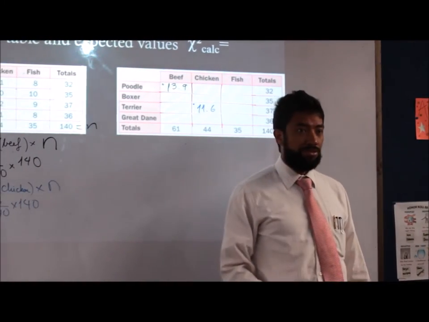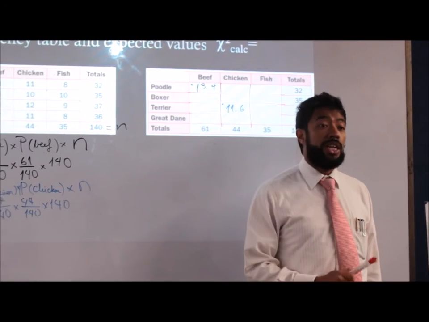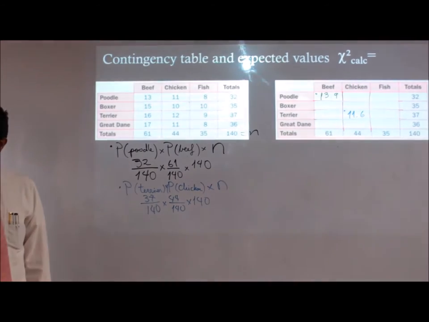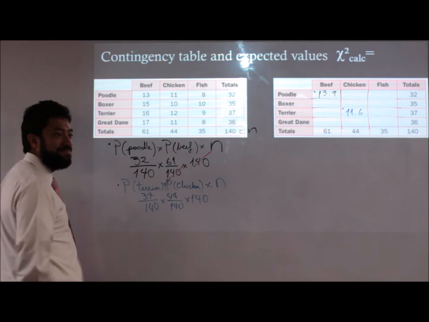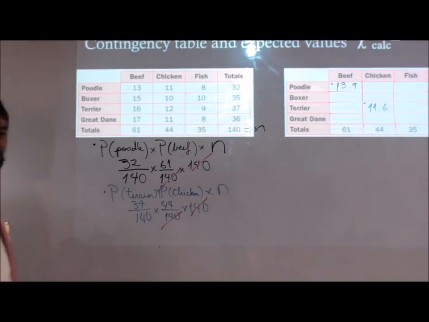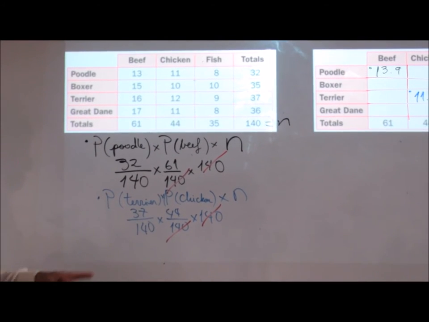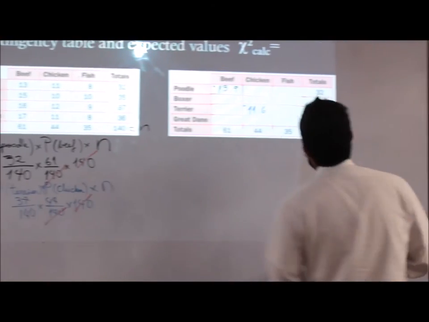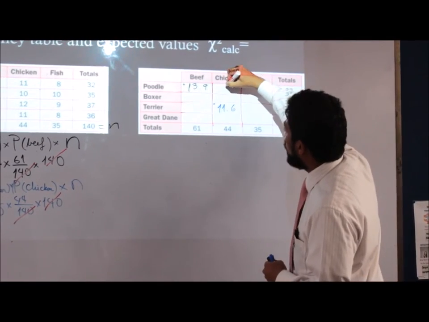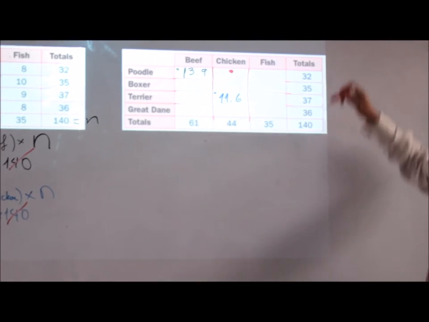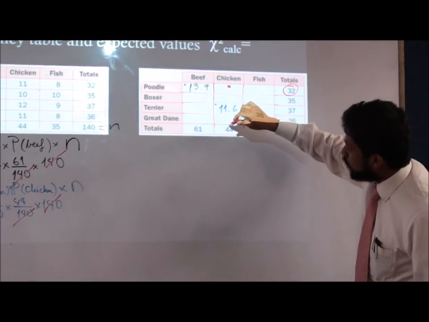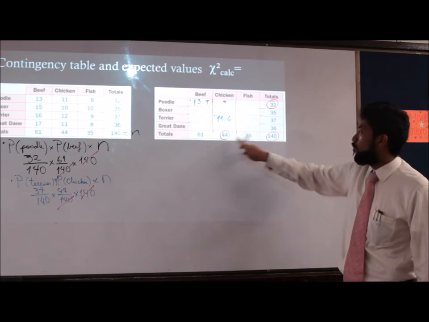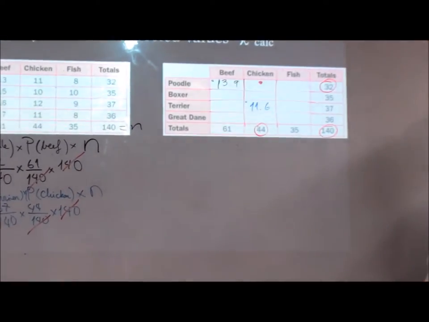But if you analyze, there's something that happens in all of the cases. In all of the cases, I can cross out a pair of numbers. This with this. This with this. So, in all of the cases, what really happened is 37 multiplied by 44 divided by 140. So, I can understand that the value here can be obtained by multiplying the total of the row, the total of the column, and then dividing it by this one. So, the number here must be 32 multiplied by 44 divided by 140. And it's faster. What's the number?